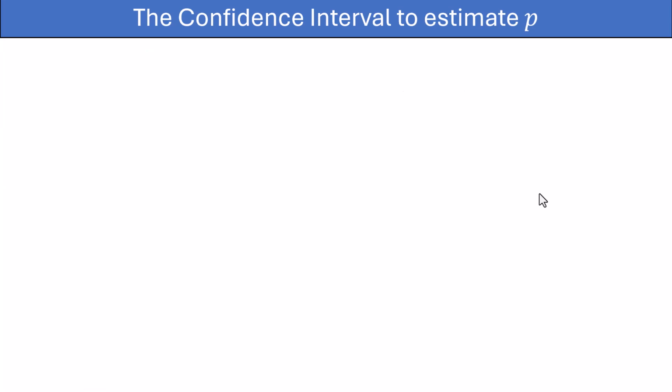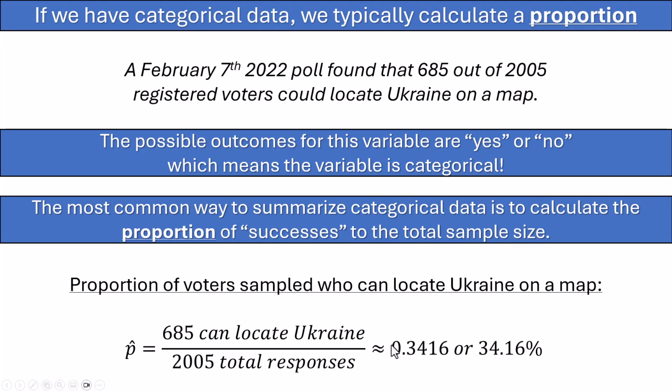For example, in our case, our sample proportion was 0.3416. We estimate that 34.16% of individuals in America who are voters are able to locate Ukraine on a map. But of course, this does not represent all Americans, so we say this is an estimate for the value for all Americans.